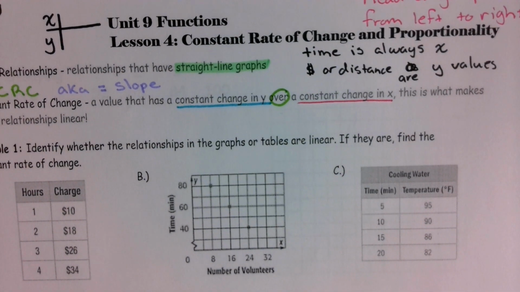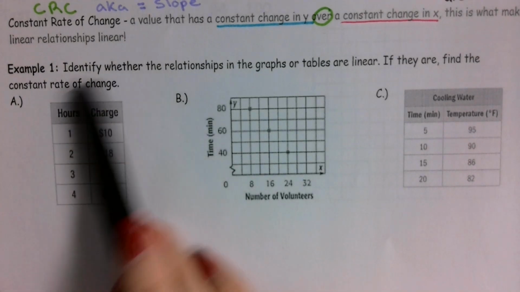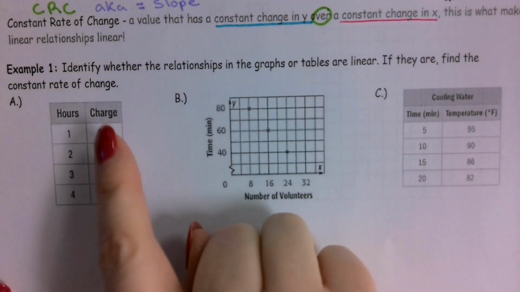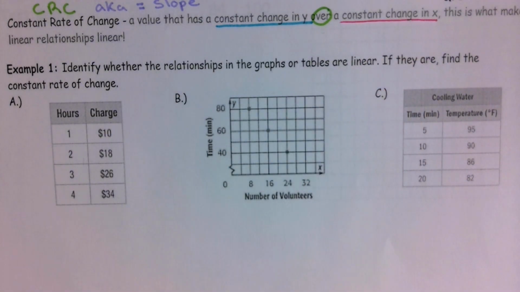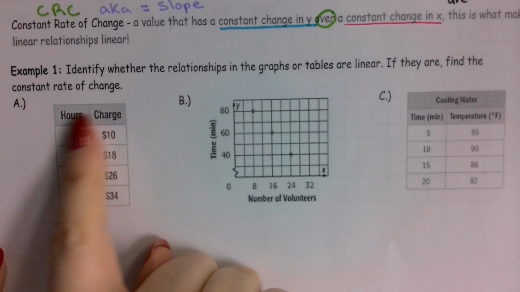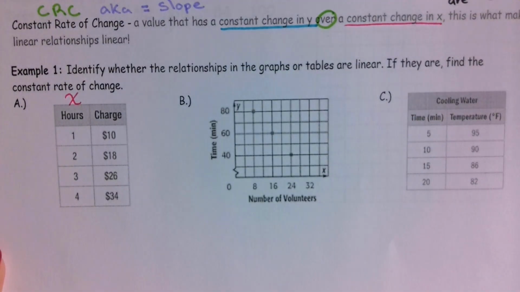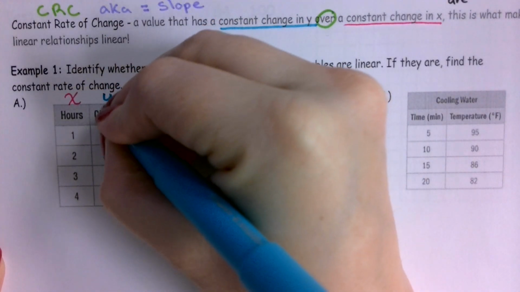Okay? Now, let's take a look at a couple of examples here. So for example number 1, talking about a table, we're wanting to identify what the relationship is if this has a constant rate of change, and if it does have a constant rate of change, then that means it's going to be a linear relationship. So we're trying to identify if it's linear by identifying the constant rate of change first. Okay? So looking here, again, time, hours, is going to represent our x value. So I'm going to write an x up above the hours. What we're being charged, money, that's going to represent our y values.